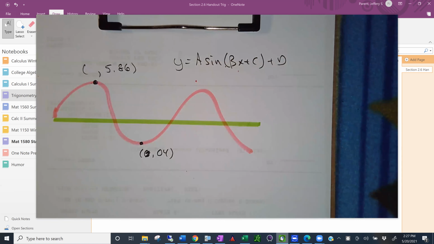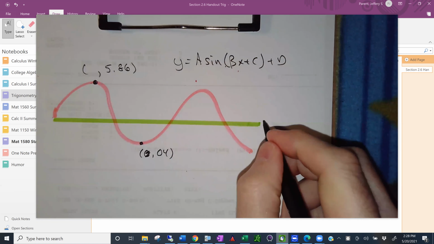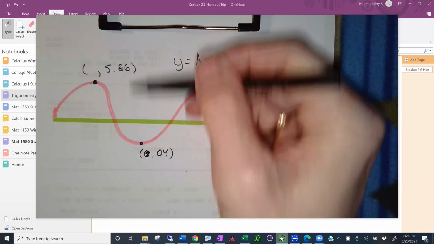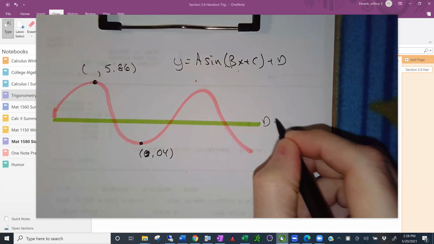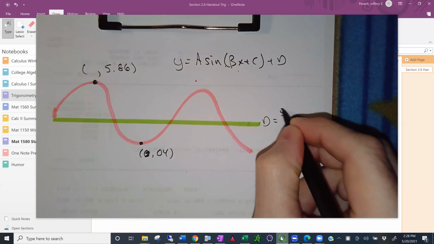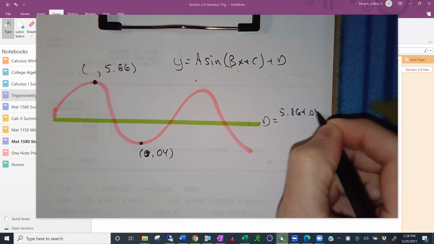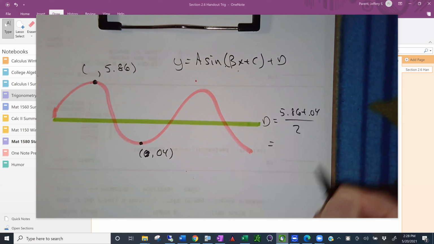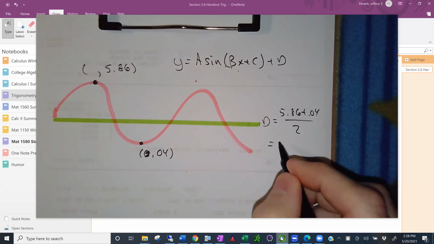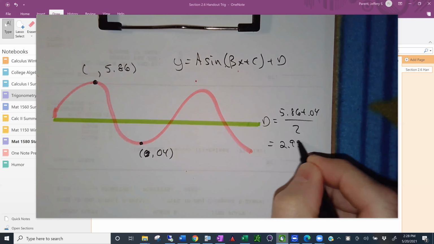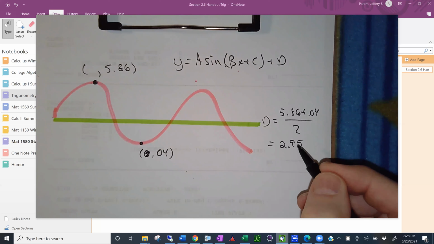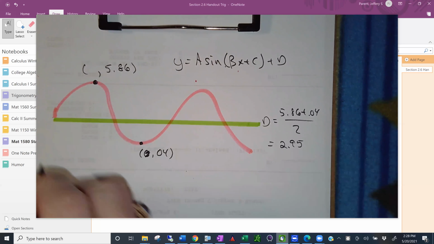This middle number here is going to be our D, and D is really going to be the average between these two. So it's going to be 5.86 plus 0.04 divided by 2. So 5.9 divided by 2 is going to be 2.95 for D. So D is done.